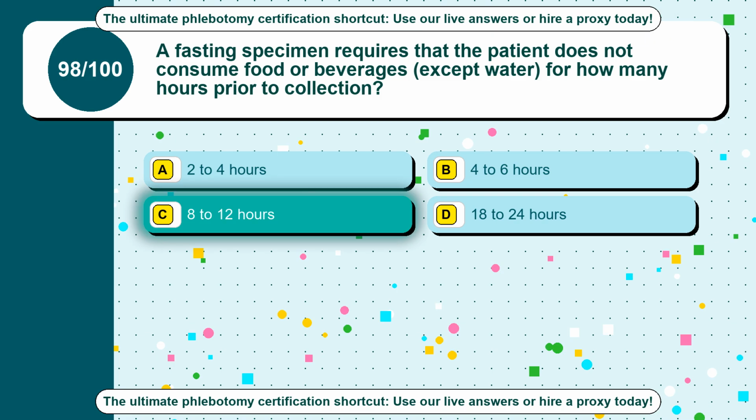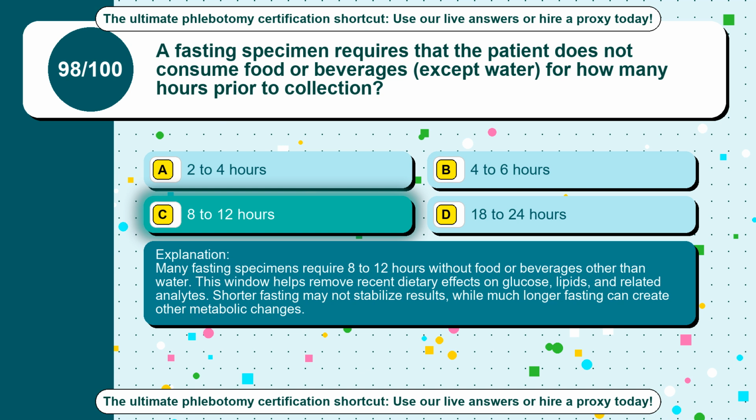8 to 12 hours. Many fasting specimens require 8 to 12 hours without food or beverages other than water. This window helps remove recent dietary effects on glucose, lipids, and related analytes. Shorter fasting may not stabilize results, while much longer fasting can create other metabolic changes.